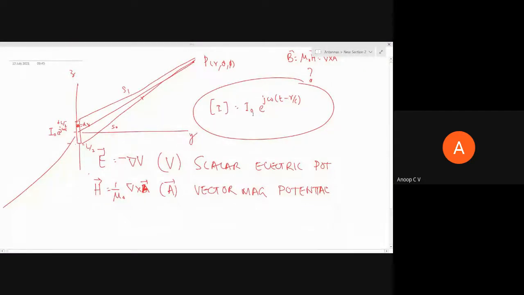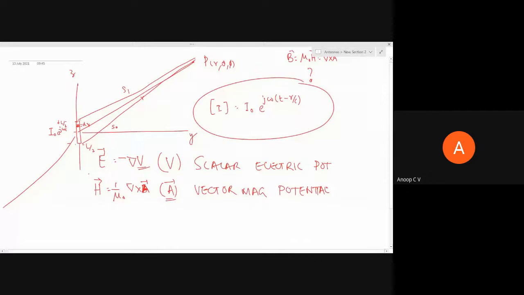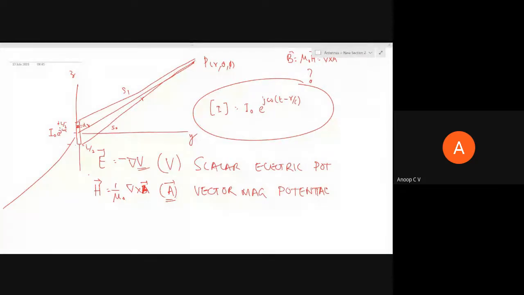So this is what we are going to do. You should be able to write the scalar electric potential and vector magnetic potential expressions, and from those you can find E and H, right? That's what we are going to do in the next class. We'll continue it in the next class, so we'll wind it up today.